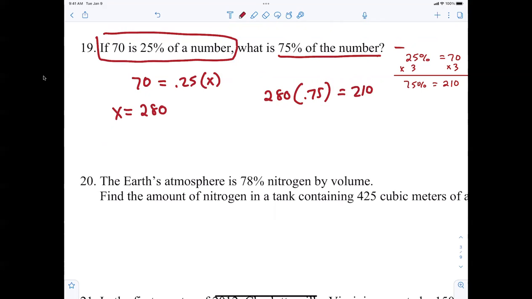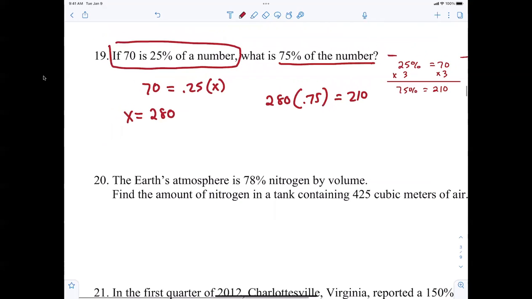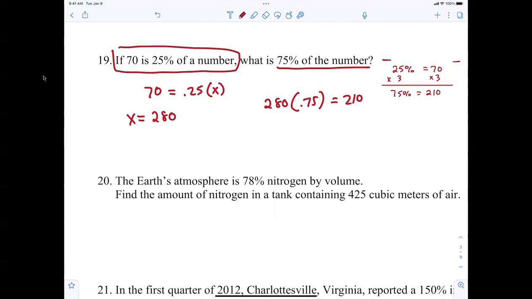You with me? 25% was 70. Do you agree? You know how we did 0.25 because it gets to 100. Yeah, you can do that too. If you multiply by 4, that'll get you to 100%. So 100% was 280, right? And then you just take 75% of that. So you take 280, multiply by 0.75.